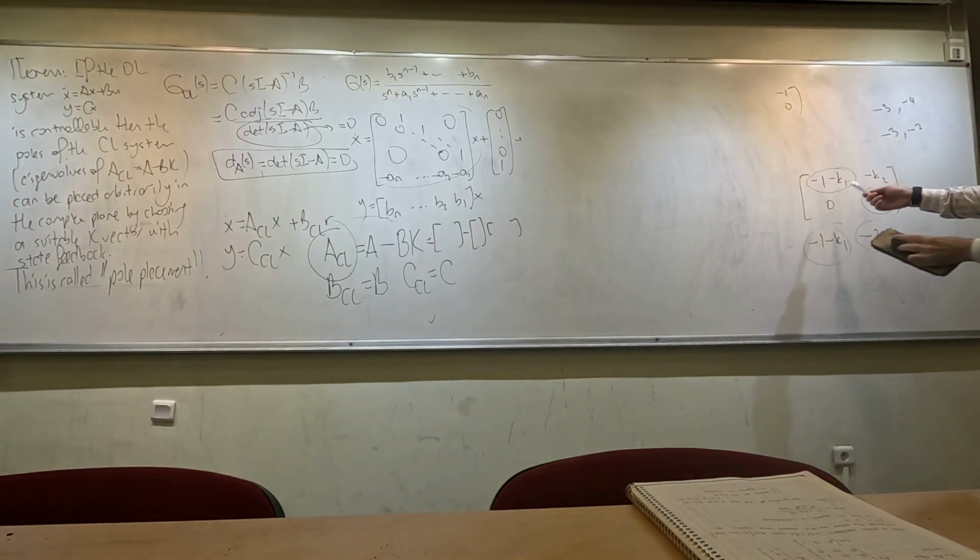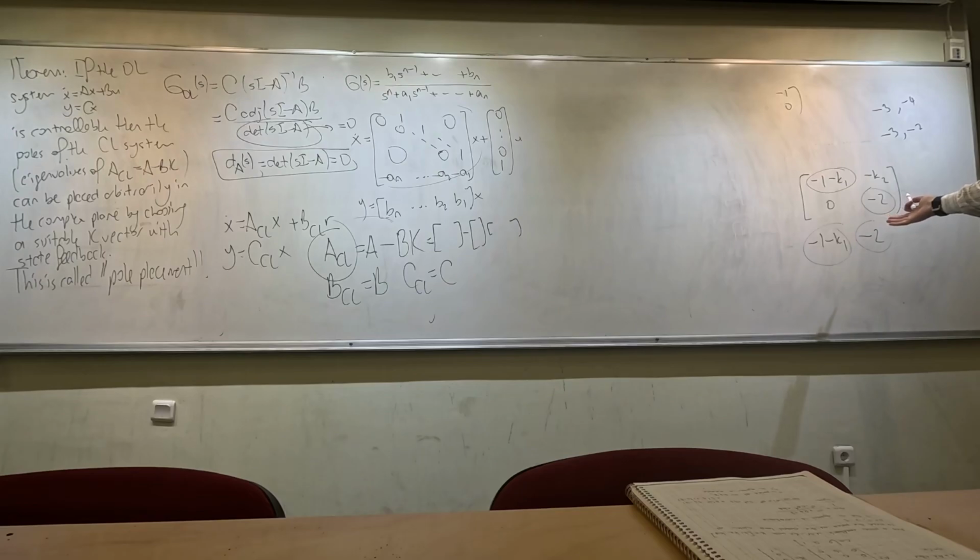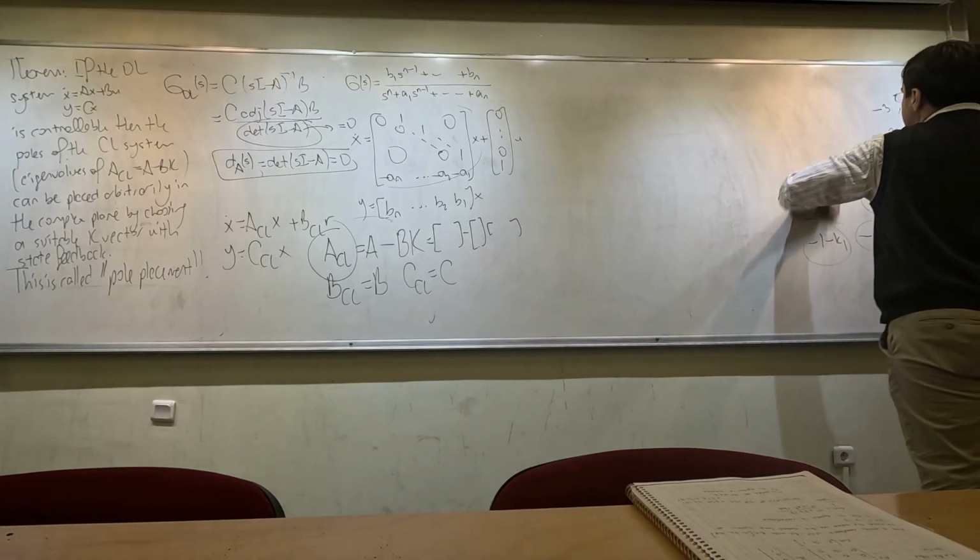So when we have controllability, we now have such a case. We will be able to play with both eigenvalues at the same time, and we could place them anywhere we like.